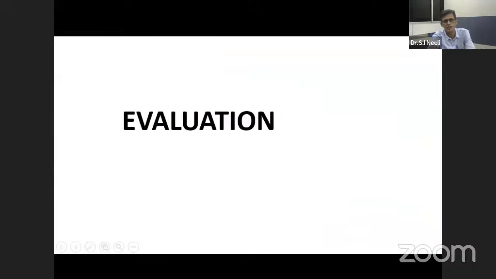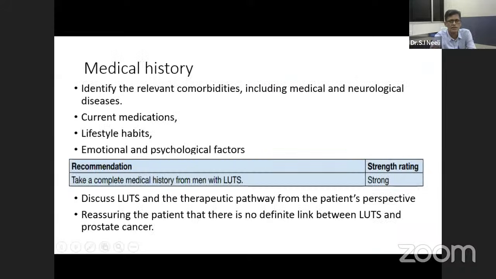So how to evaluate these patients? The most important thing in evaluation is taking a detailed history of the patient, including the relevant comorbid conditions, which may be medical or neurological, which can contribute to lower tract symptoms. Also, we need to take a detailed history of medications which can increase the urine output or may affect the emptying of the bladder. Like the patient may be on diuretics, which can increase the output, or the patient may be taking some cough syrup and so on, which may affect the outlet and may be responsible for retention of urine or incomplete emptying of the bladder.